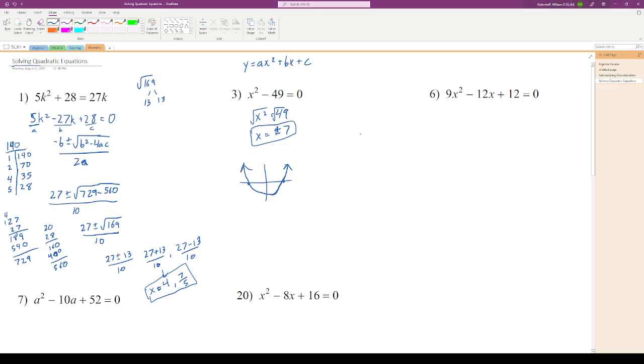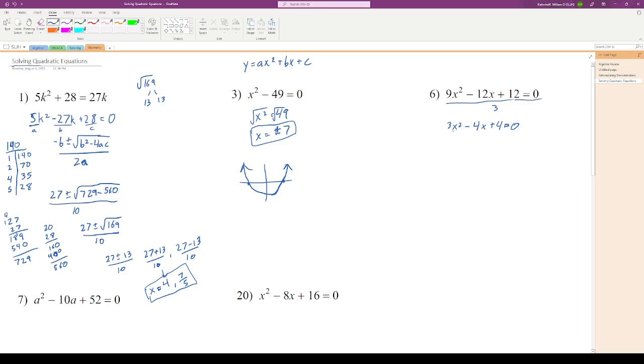Okay, so number 6, first of all, I see that 9, negative 12, and 12 are all divisible by 3. So before I do anything else towards solving this, I want to divide out that common factor and just divide this whole equation by 3. That's going to give me 3x squared minus 4x plus 4 equals 0. So we divided everything in the equation by 3 so that it's now a bit smaller and easier to work with.